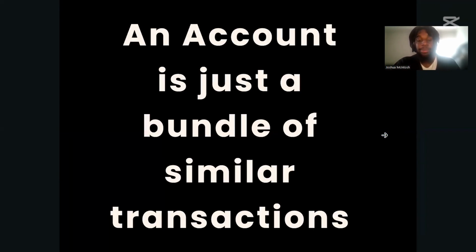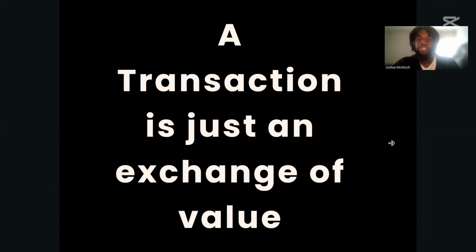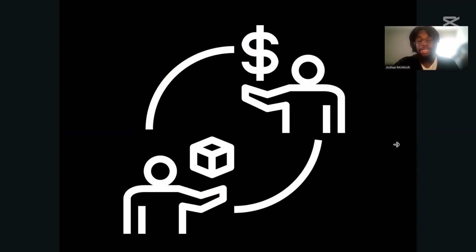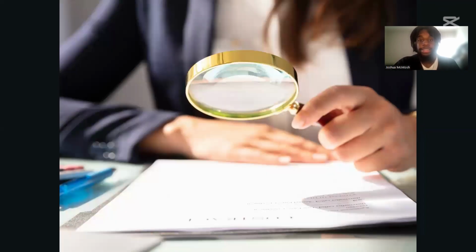And an account is just a bundle of similar transactions. And to break it down even further, a transaction is just an exchange of value. The tricky part is that we categorize these transactions based on the context of each business. So, for example, if you're a food truck, I would categorize the food as an expense. But if you're a lawnmowing company and you don't sell food, I would categorize stuff like gas as an expense. So different expenses are categorized based on the context of your own business.